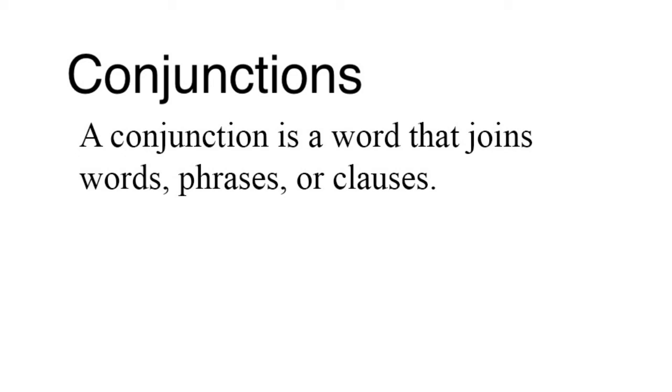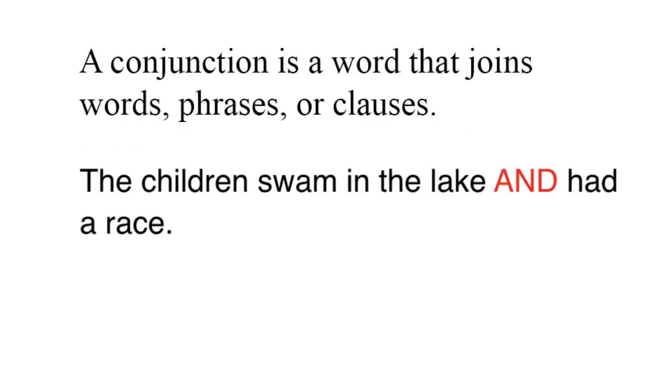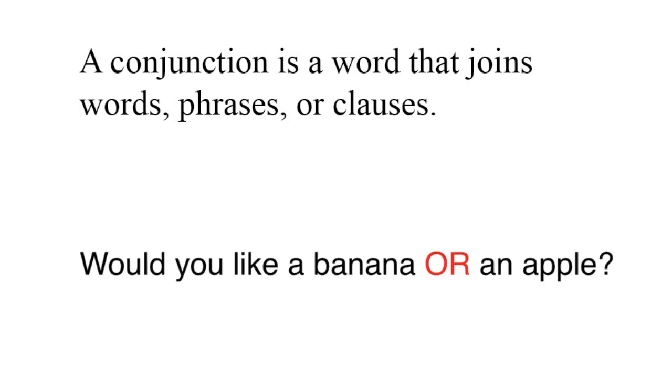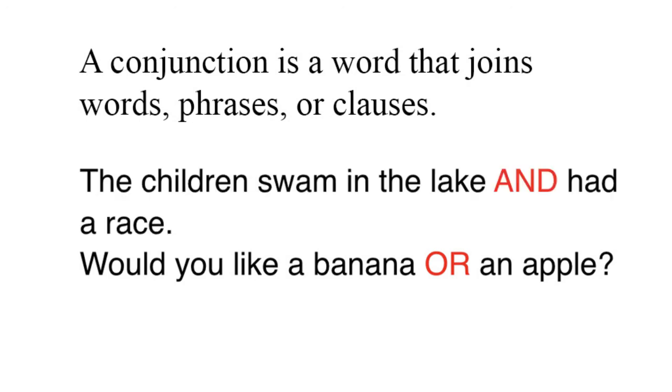Read it with me. A conjunction is a word that joins words, phrases, or clauses. Here's an example. The children swam in the lake and had a race. Would you like a banana or an apple? The word and the word or are conjunctions because they join together parts of the sentence.